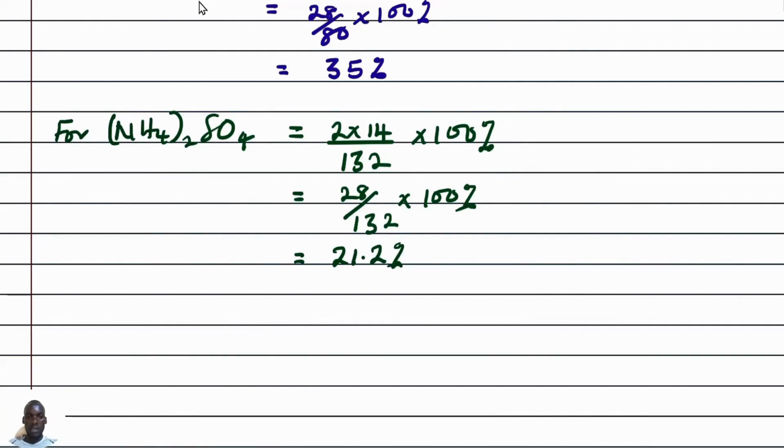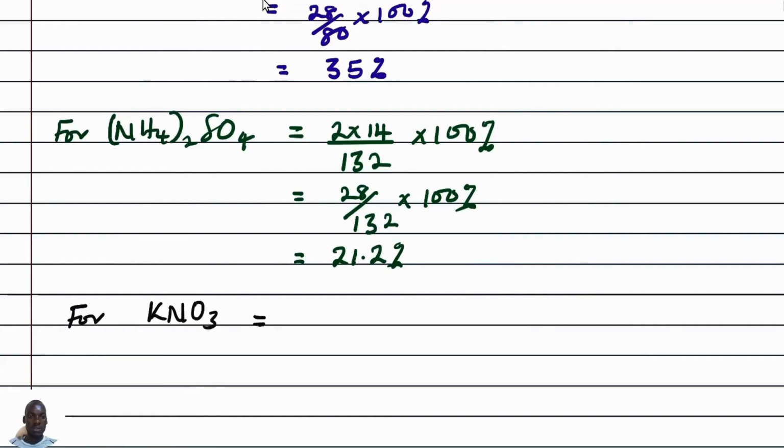I'm getting a recurring decimal, which is 21.212121. I've just rounded off to 1 dp. So this is now the percentage composition of nitrogen in ammonium sulfate fertilizer. We can now move to the next fertilizer, which is potassium nitrate.